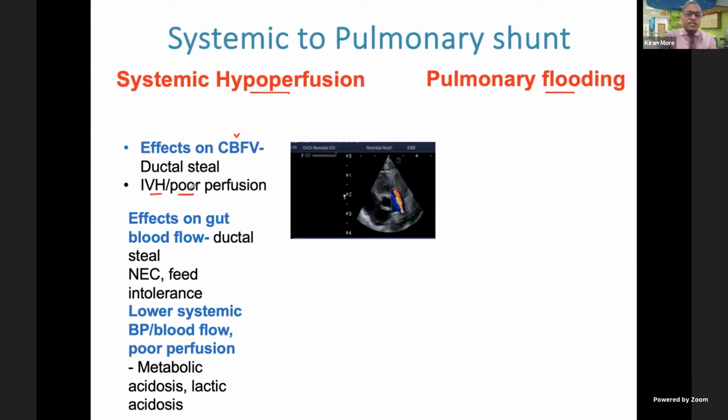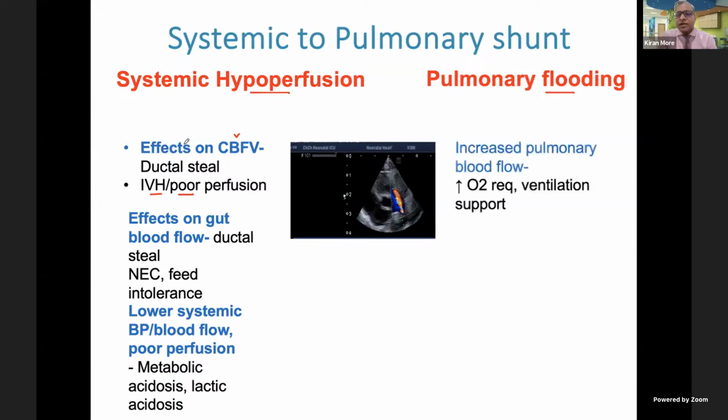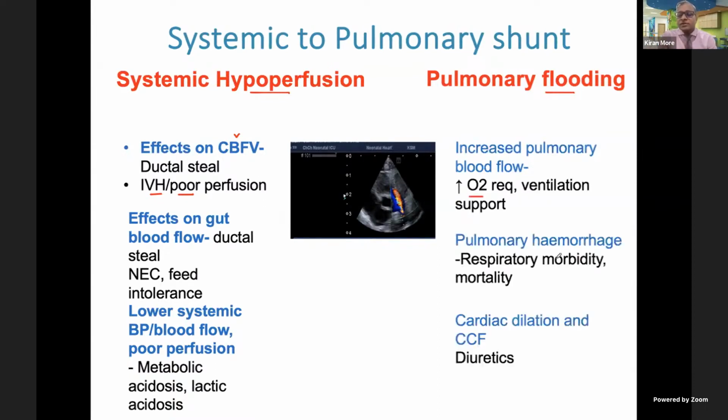So QP:QS mismatch causing systemic hypoperfusion and effect on the brain, gut, and systemic circulation. Then, because of this mismatch, there is pulmonary flooding happening, and there is increased pulmonary blood flow, which will cause increased oxygen requirement, ventilation support, and pulmonary hemorrhage, causing respiratory morbidity and mortality, and cardiac dilatation and CCF requirement and need of diuretics.